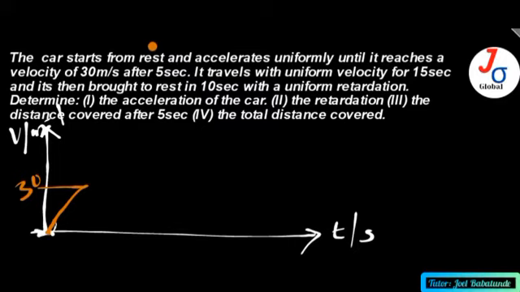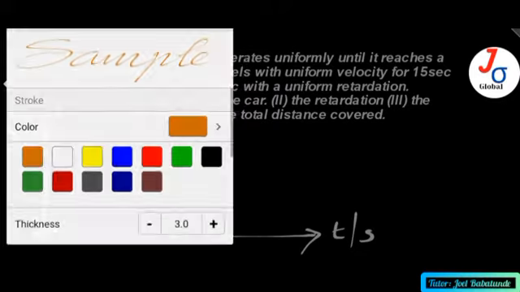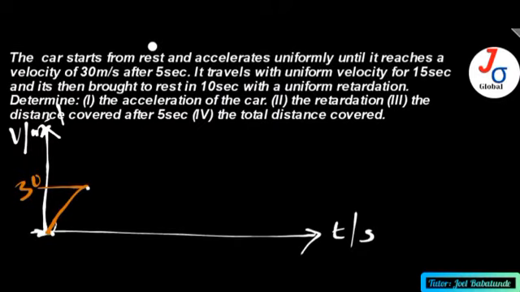Then it travels with uniform velocity. That means it's not changing its velocity. Basically it just moves on a straight line, not changing, on that same 30. And remember that I did this acceleration for 5 seconds. Pardon me, I didn't put that. 5 seconds. Then it moves uniformly for the next 15 seconds. So the next 15 seconds, 15 plus 5 will give us 20. Okay, good.